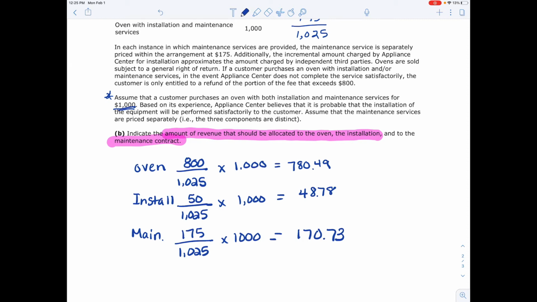I do want to kind of show you just what this looks like from a journal entry format, assuming that the install and the oven are delivered on the same day. That releases control to the customer, and that maintenance services typically are whenever they need it for the next year or whatever. So as a journal entry, let's look at what this would look like. We're going to debit our cash for that full $1,000. The oven would be sales revenue. We're looking at a piece of equipment here. That would be sales. The install would be a service revenue.